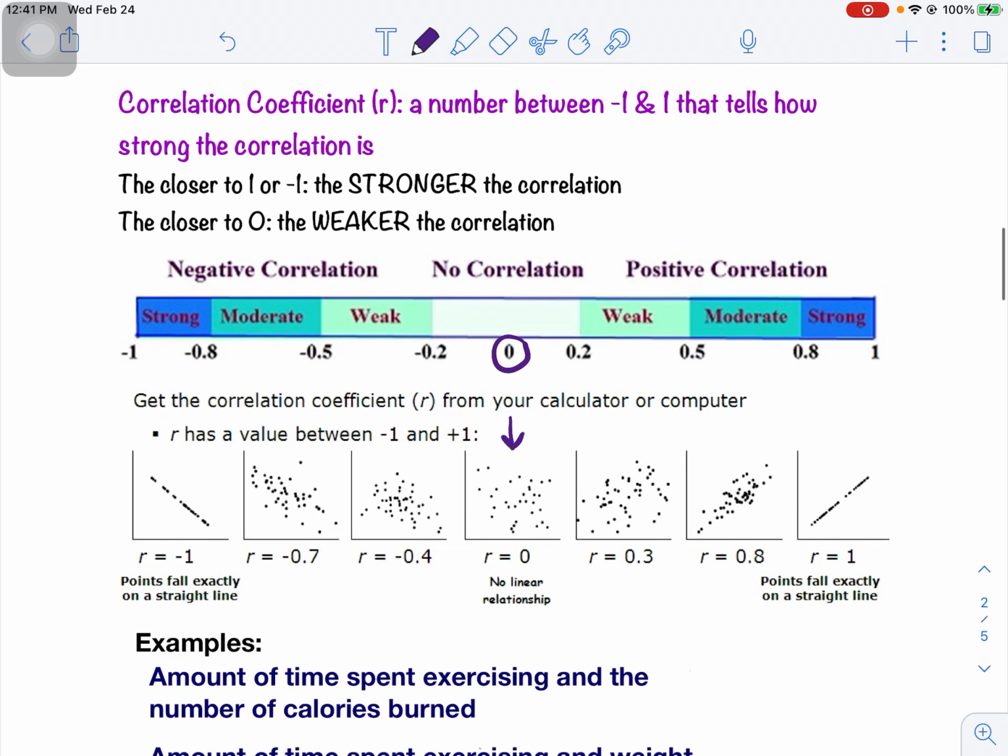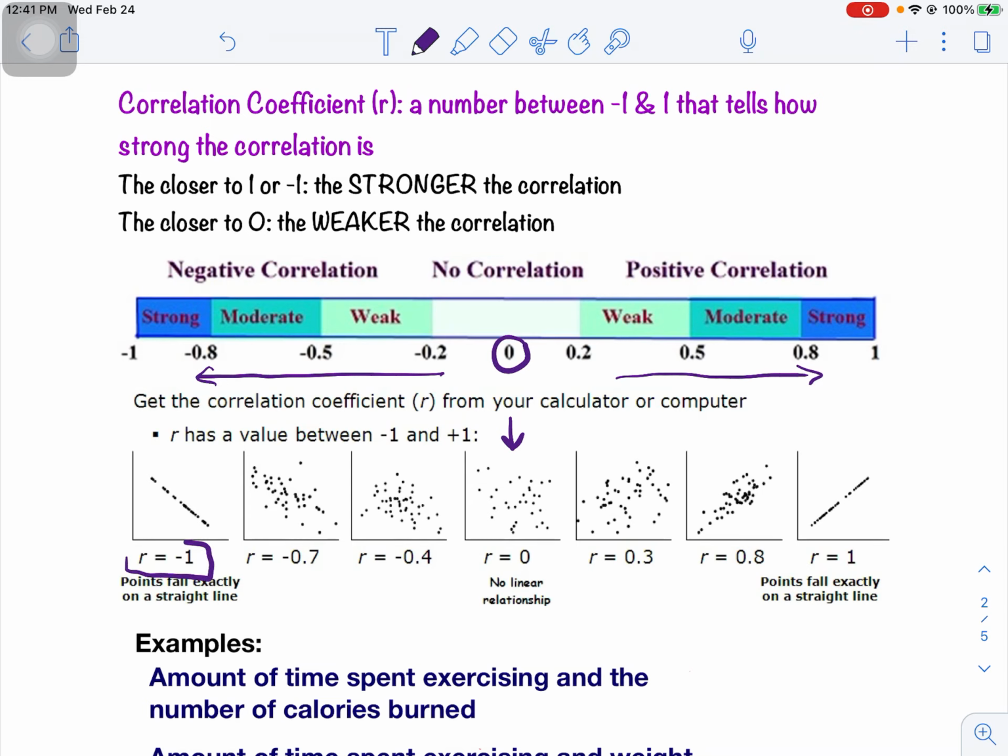We can't see anything. Whereas if we move to the ones, and we move away to the -1, you'll notice what our graphs look like. This is a correlation coefficient of -1, and this is +1. It's almost like a perfect straight line, so it's very, very strong. The only difference is the negative shows that this is a negative correlation, and the positive shows it's a positive correlation. That can help us know what's going on there.